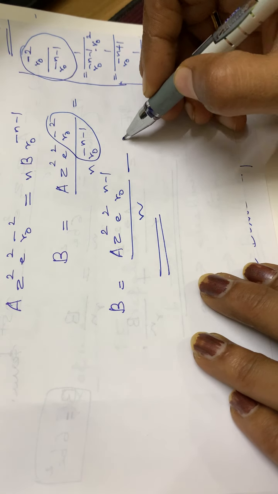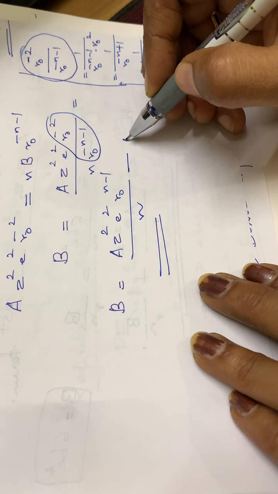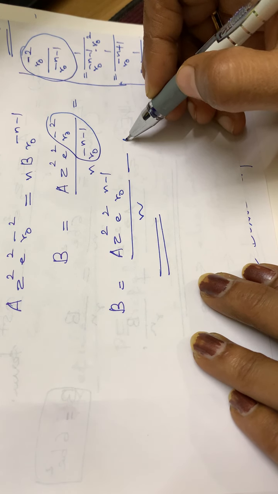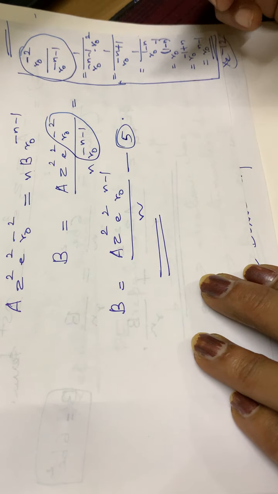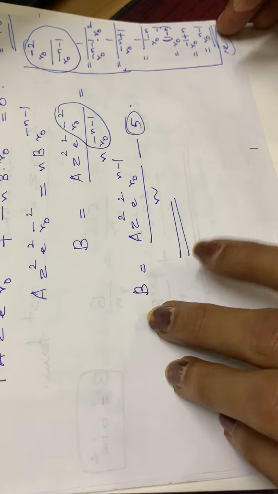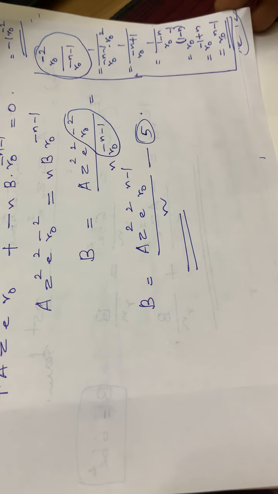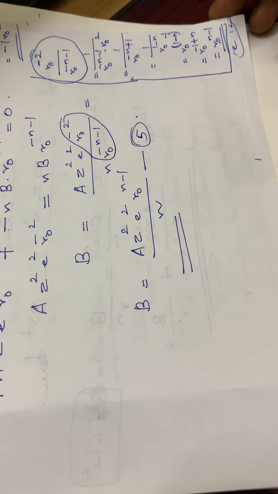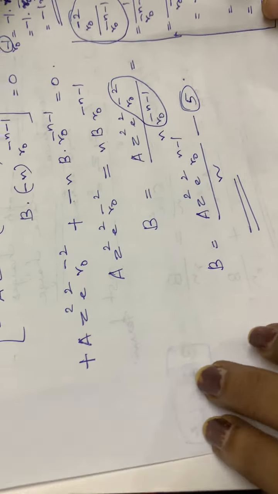This is kept as equation number 5. Where is equation 4? That is the previous equation. So this is equation number 5. So we have got the value of b. Then you have to substitute the value of b in our previous equation.